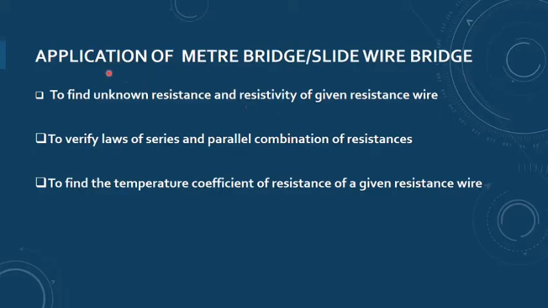These are the applications where we are using the meter bridge. We can of course find the unknown resistance and resistivity, as you have observed, for the given resistance wire. We can even verify the laws of series and parallel combination. The law of series combination means X equals X1 plus X2. Parallel combination means 1 upon X equals 1 upon X1 plus 1 upon X2.